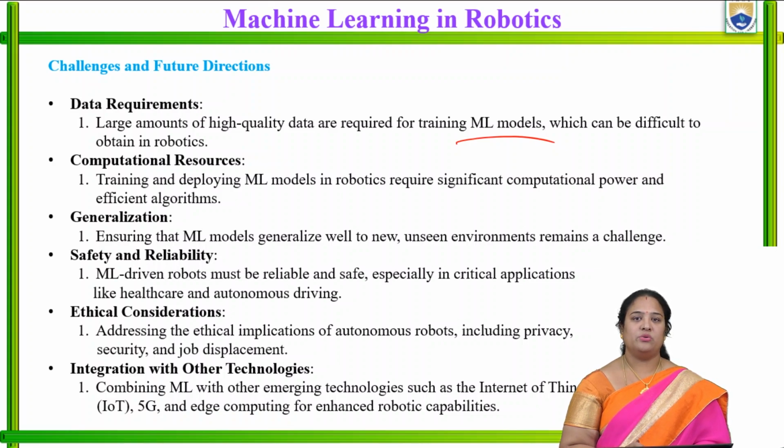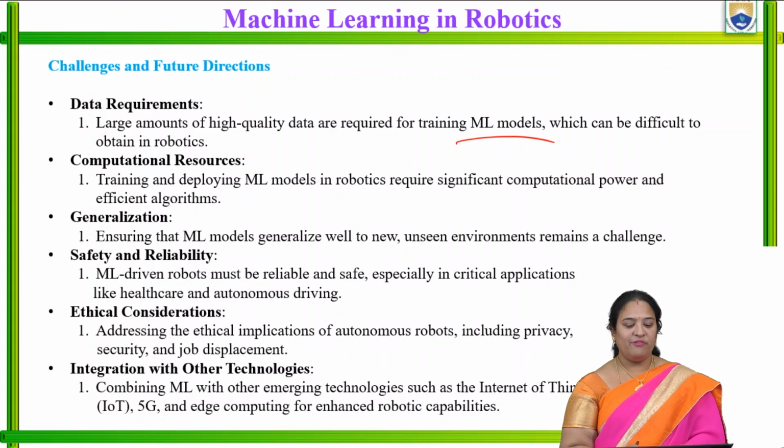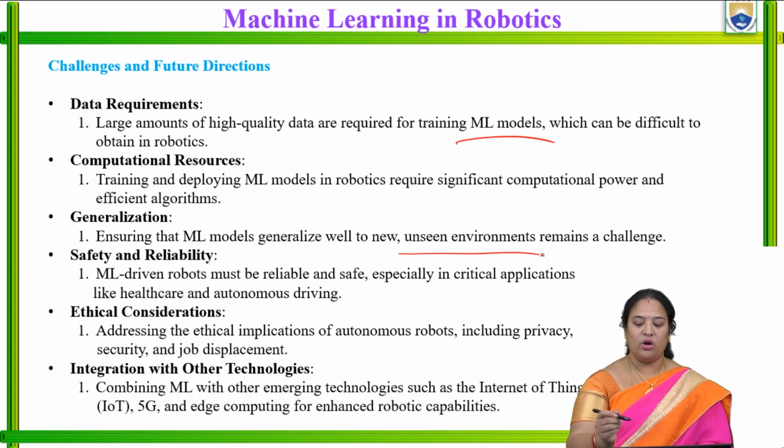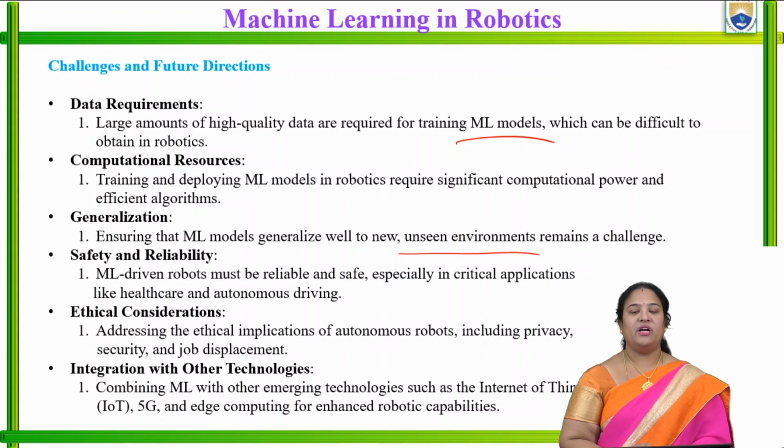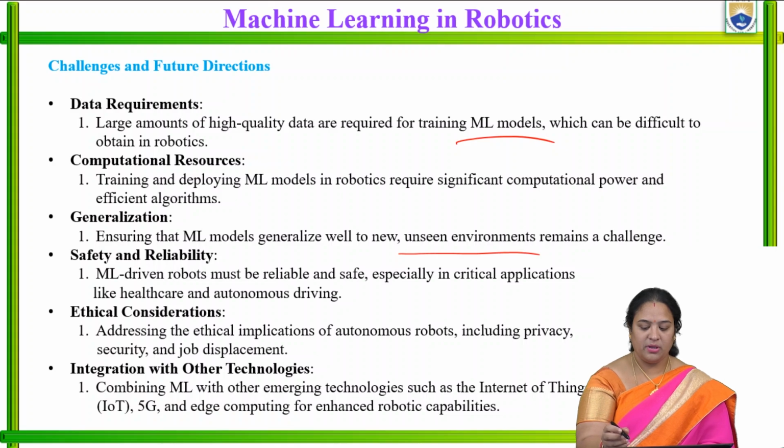Next, computational resources. Here again we need significant computational power and efficient algorithms. With significant computational power and efficient algorithms, the machine learning model plays a very important role in training the robot. Or when we come across a new, unseen environment, generalization is also important, right? When we come across an unseen environment, the generalization technique is also important.